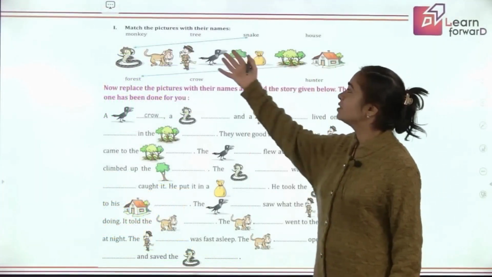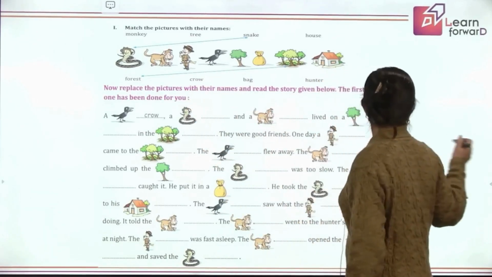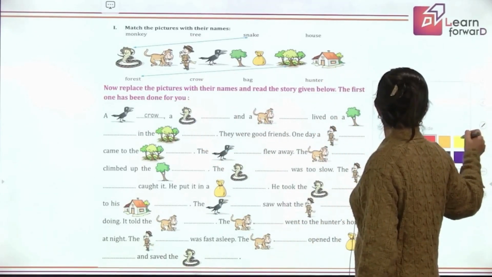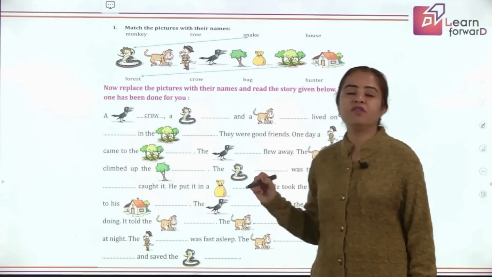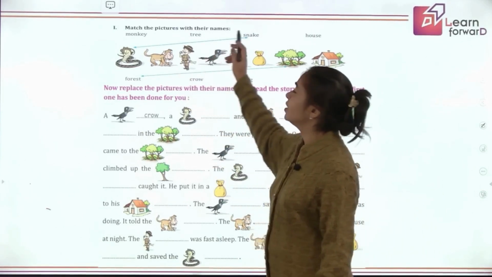Match the pictures with the names. So what do you see here? There are so many pictures and the names are also given. So can you just identify and match them? I hope it's very easy for you. Like this is the snake.